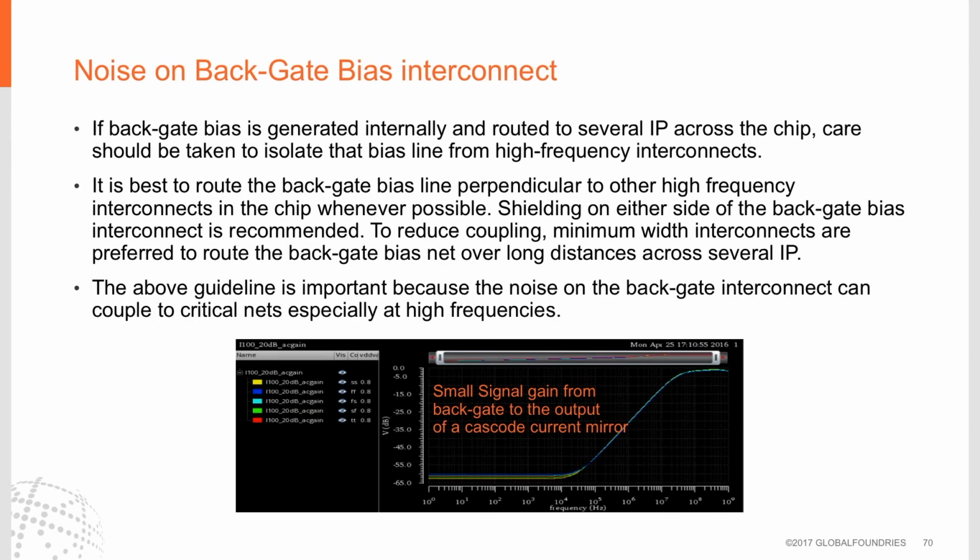It's not attached to a ground or to a supply. The back gate has to be considered as a signal connection, and like other signal lines or bias lines, care should be taken to isolate that bias line from high-frequency interconnects. It's best to route the backgate line or bias line perpendicular to other high-frequency interconnects in the chip wherever possible, and if it runs any great distance, you would want to shield it just like any other bias line.